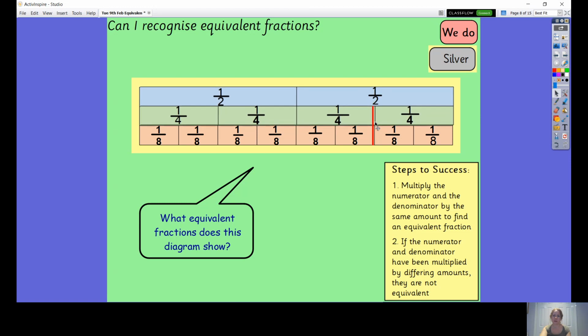If we look at this line here, I can see that, oh, moving the wrong thing. Excuse me a minute. There we go. I can see that 1, 2, 3 quarters, so I've got 3 quarters there, is the same as 1, 2, 3, 4, 5, 6 eighths. So I can say that 3/4 is the same as 6 eighths. And here you can see on the other side, 1/4 is the same as 2 eighths as well. Okay, so there's lots and lots of equivalent fractions that we can see on that fraction wall.